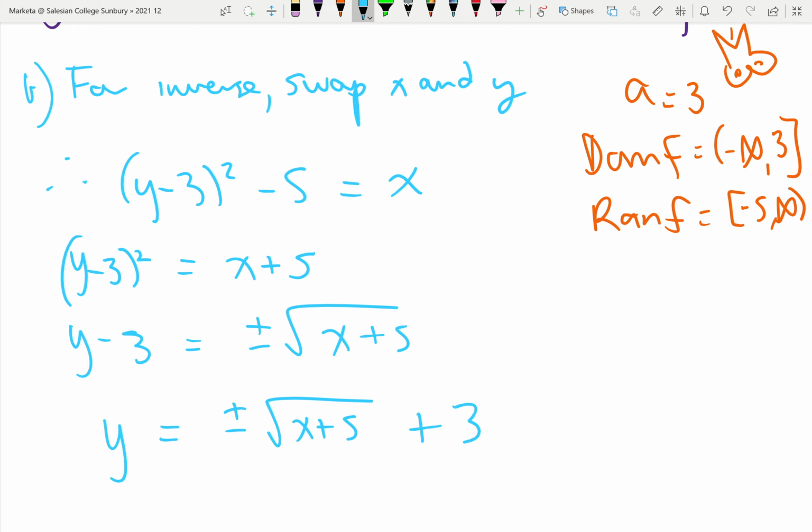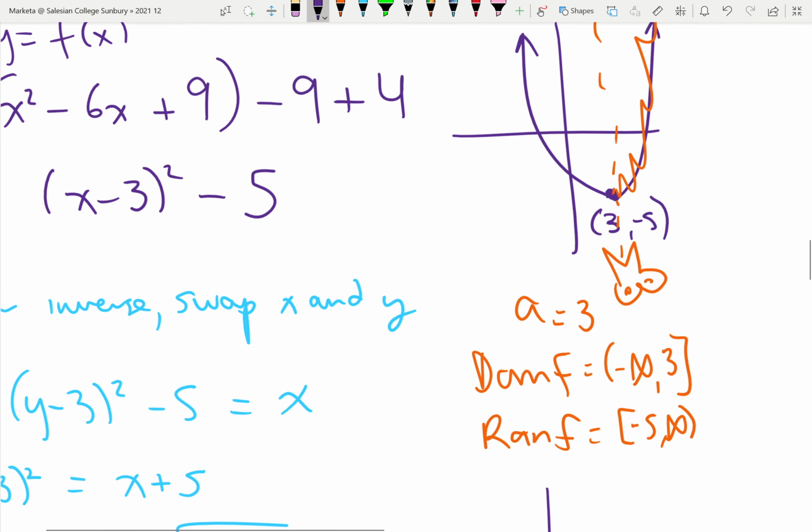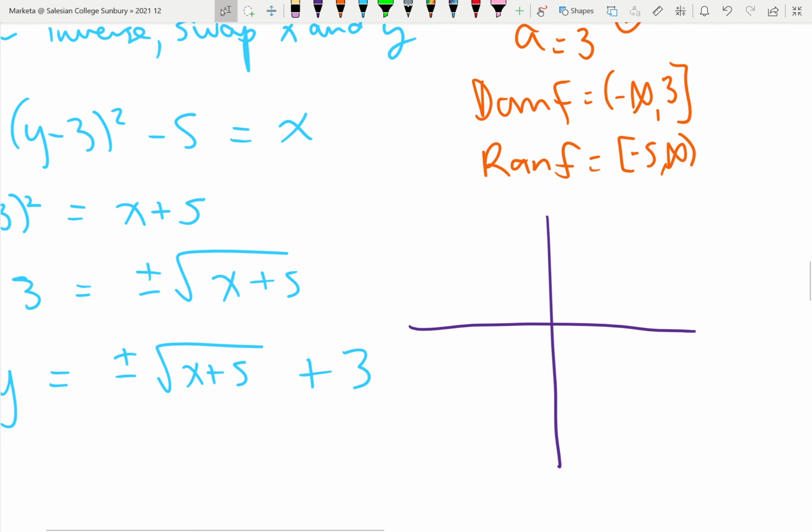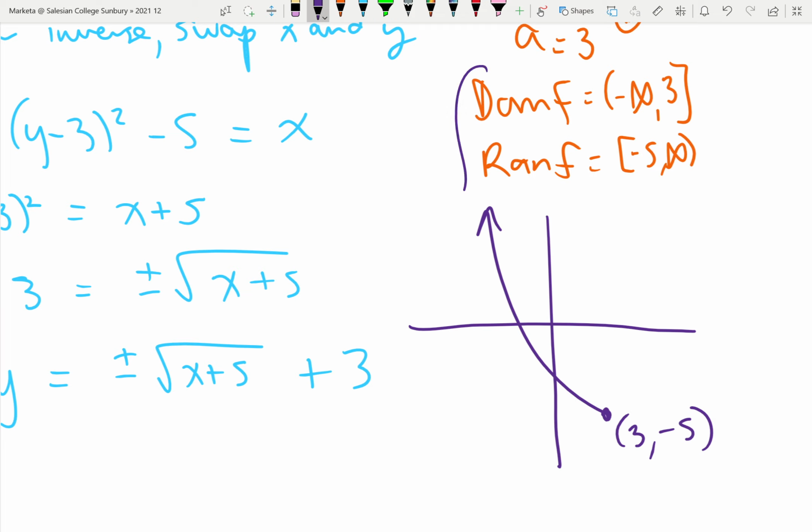So this is my inverse, and I've got to decide whether I want the positive or negative part. I'll do that by sketching them. I'm going to have to sketch them anyway. So the first one is f(x), so I'll put that here, (3, -5). And we've already said the domain and range of it up the top here.